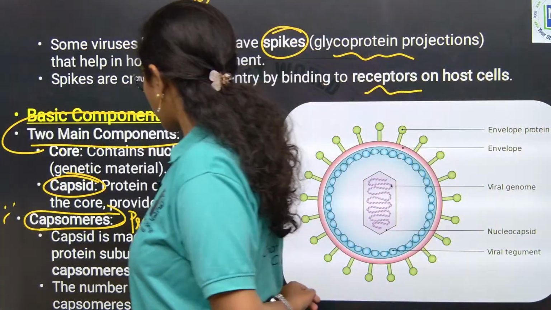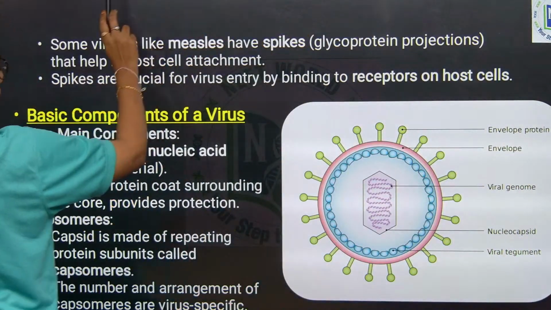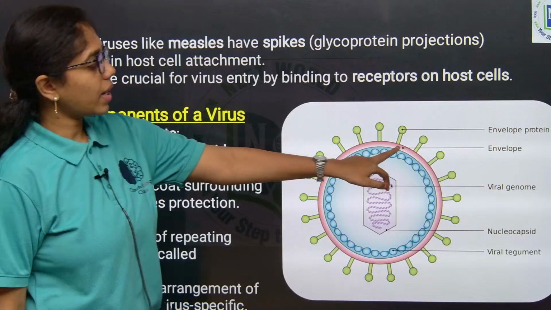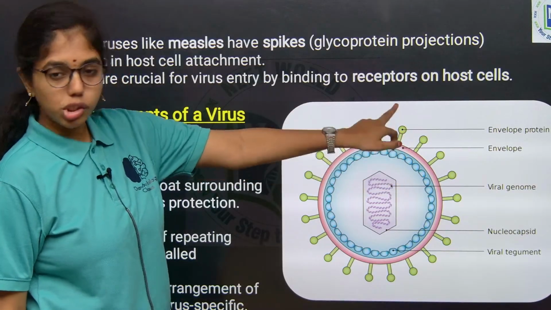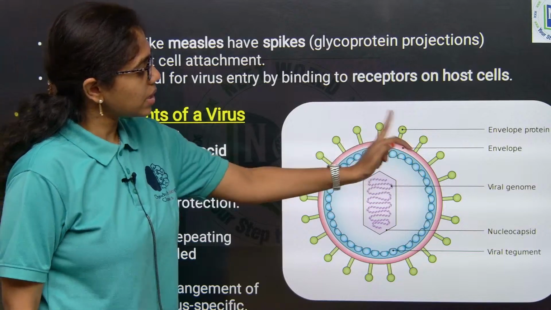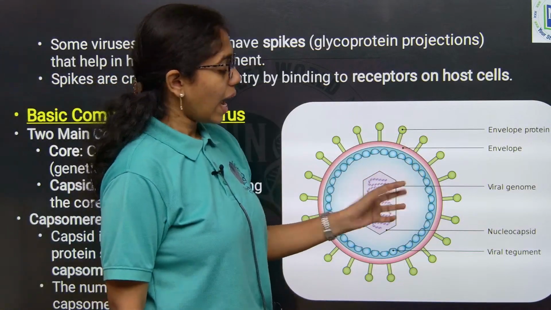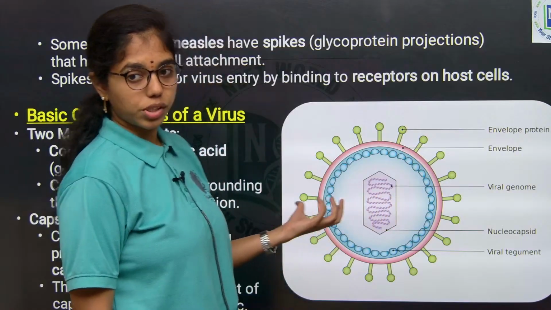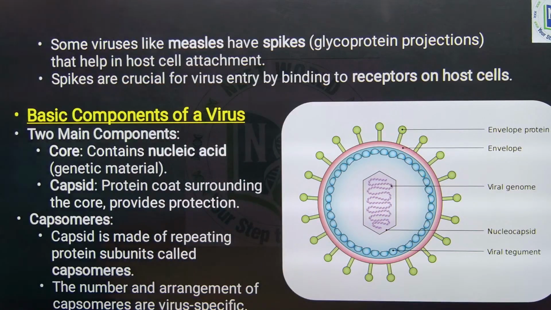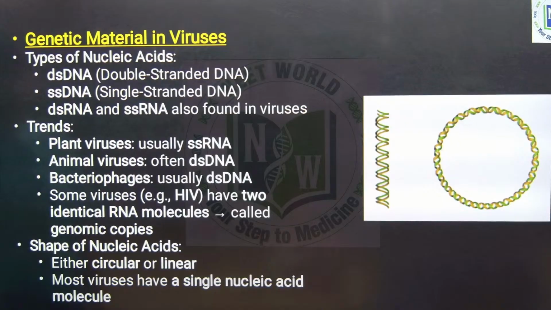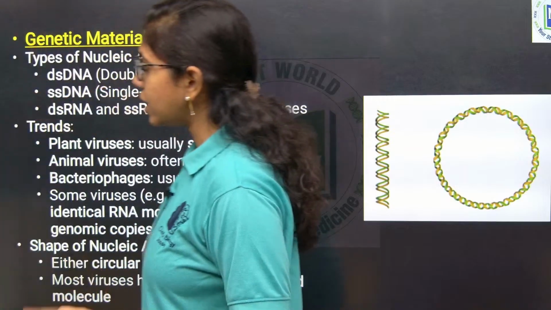Next, so here you can see in the measles virus the envelope protein projections or spikes, which are glycoproteins, and the envelope, inside which the protein subunits will be there, and inside that the genetic material is present. Genetic material can be double stranded DNA, single stranded DNA, or double stranded RNA, and it will be mostly in circular form.